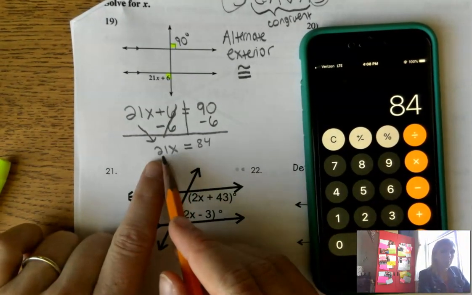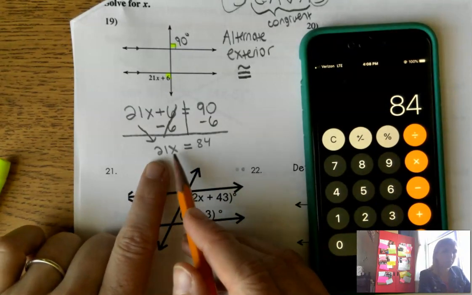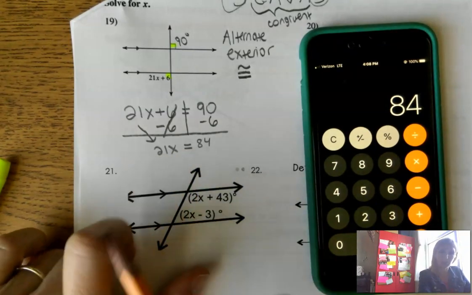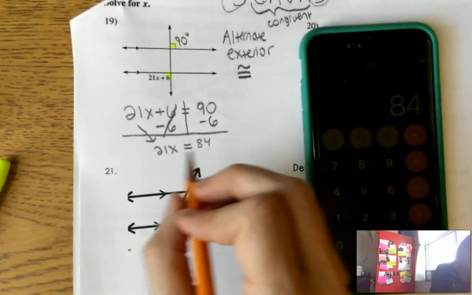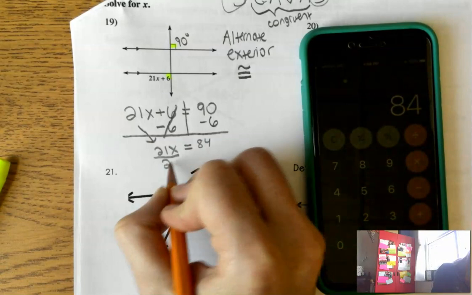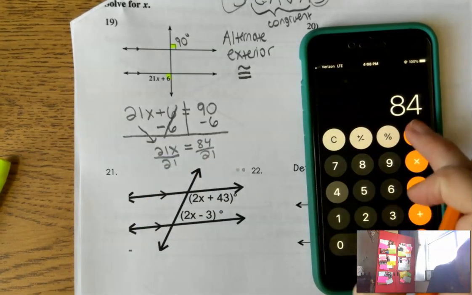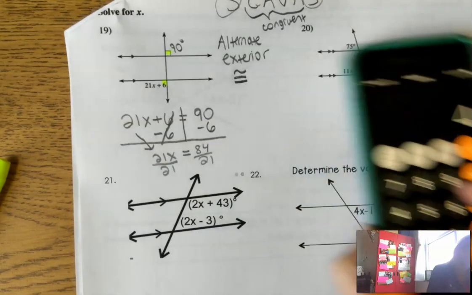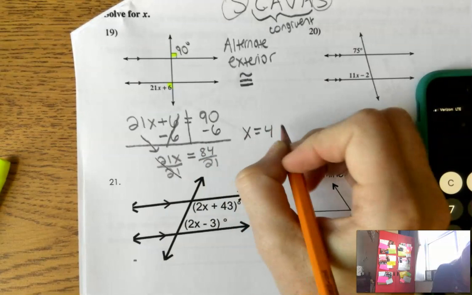All right, now this operation with a number in front of a letter is multiplication. This is a coefficient and a variable being multiplied by each other. So the inverse of multiplication is division. So I'm going to divide both sides by 21. So 84 divided by 21 is going to give me 4. So x is equal to 4.